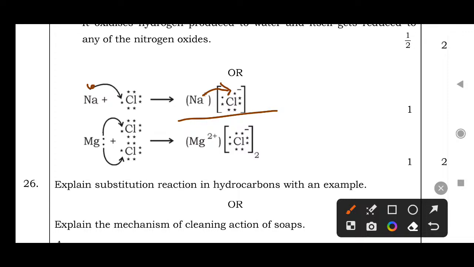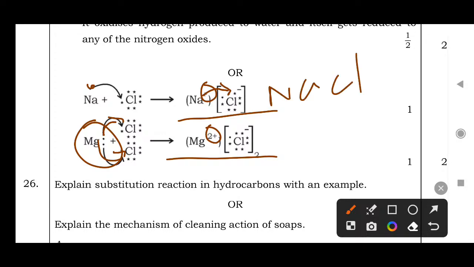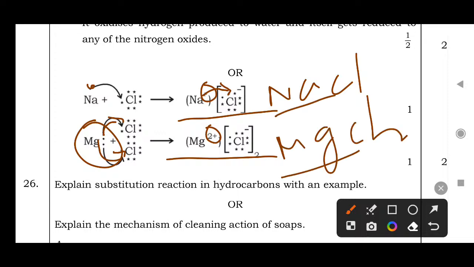Then magnesium chloride. Magnesium is a metal. In its outermost orbit, two electrons are ready to be given, and chlorine is ready to accept. That's why a single magnesium reacts with two chlorine atoms, giving one electron to each, and it gives MgCl2. The valency of magnesium is 2, the valency of sodium is 1. Based on that, sodium reacts with chlorine and gives NaCl, and magnesium reacts with chlorine and gives MgCl2. Here valency 1 is there, here valency 2 is there. That's why.